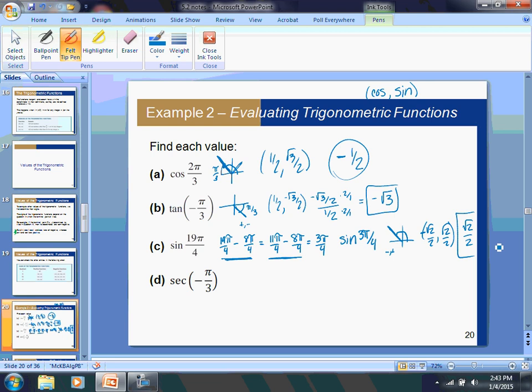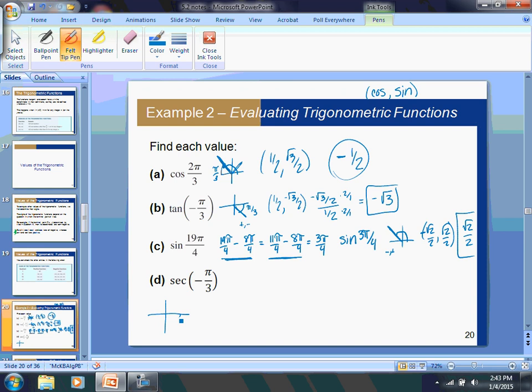Okay, in part D, again, we have another negative value. We have negative pi over 3. And then we have secant. Okay, so instead of sine or cosine or tangent, now I have secant. And secant, remember, that's the inverse of cosine. Okay, so negative pi over 3.